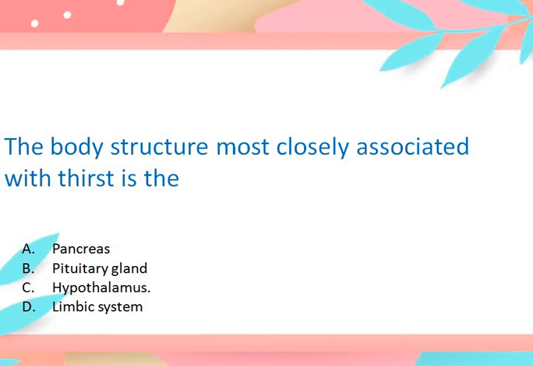The body structure most closely associated with thirst is the A. Pancreas, B. Pituitary gland, C. Hypothalamus, D. Limbic system. The correct answer is C. Hypothalamus. The body structure most closely associated with thirst is the hypothalamus.